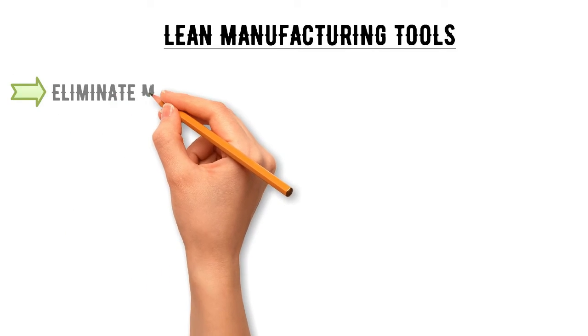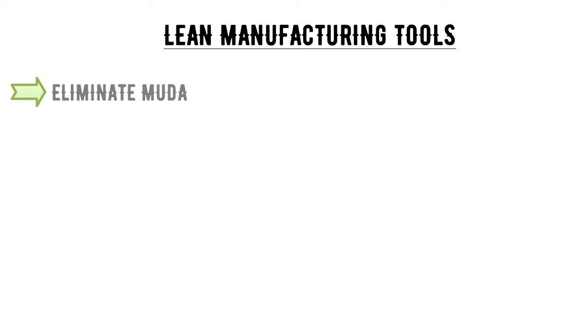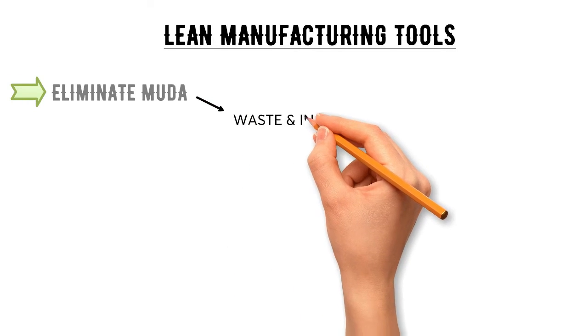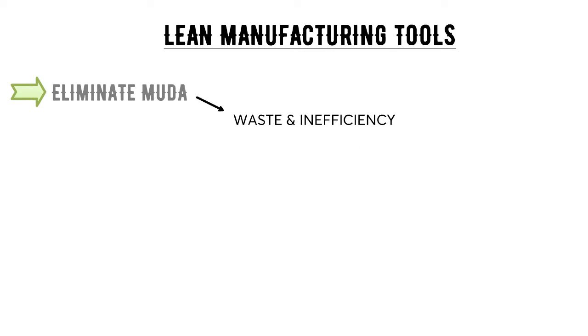First one is a Japanese word, muda. Muda means waste and inefficiency. It says that we need to eliminate muda. We need to eliminate waste, and therefore our inefficiencies will go down and efficiencies will increase. This is the most important driving philosophy of this concept of lean manufacturing.